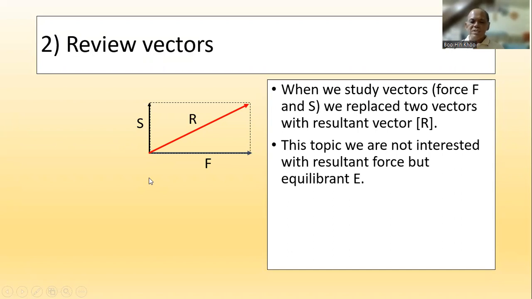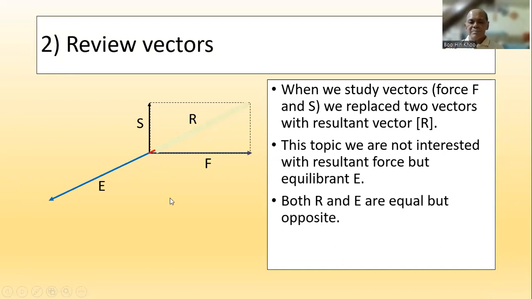In this topic, we are not interested in the resultant force but in what we call the equilibrant, which has the same magnitude as the resultant but the opposite direction. So we can replace R with the equilibrant. R will cause acceleration if there's a particle here. If the force E acts, the particle will stay stationary. R and E are equal but opposite in direction, and the forces form a closed triangle.